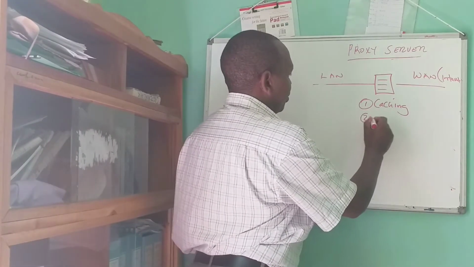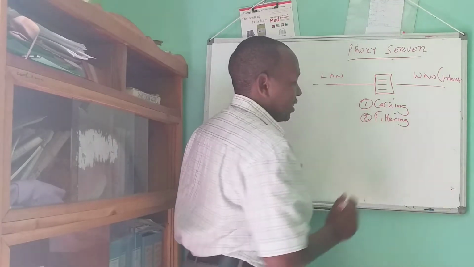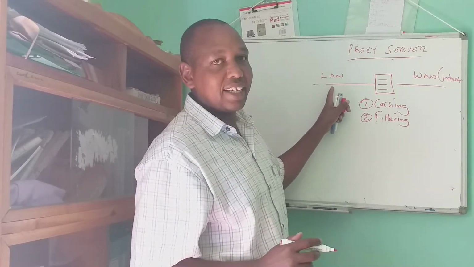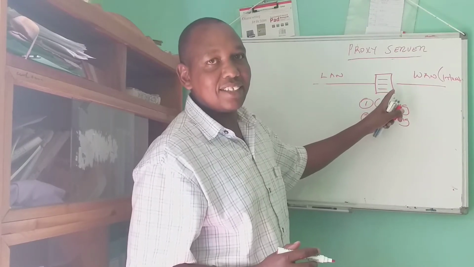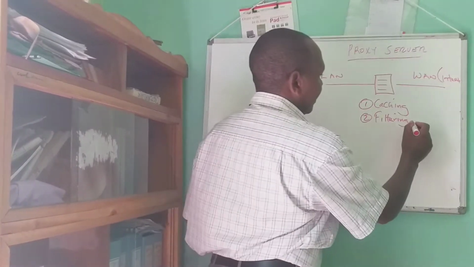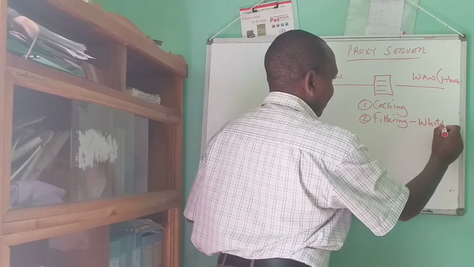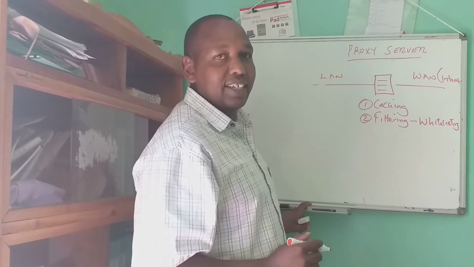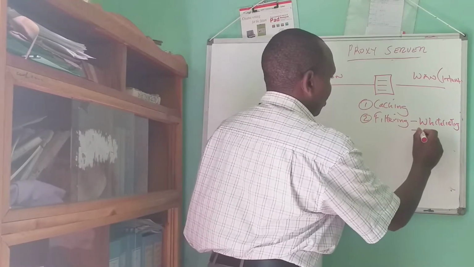Number two is to do what we call filtering. This is checking the requests made by the client computers against the authorized or unauthorized list of the websites. When it is checking against those that are authorized, it is doing what we call whitelisting, while when it is checking against the unauthorized list of websites, it's doing what we call blacklisting.